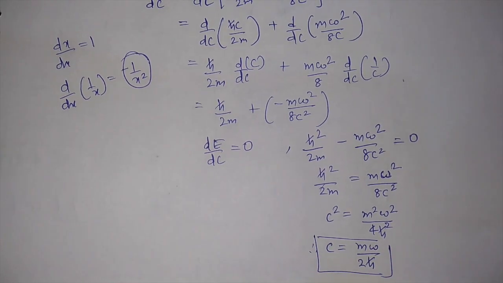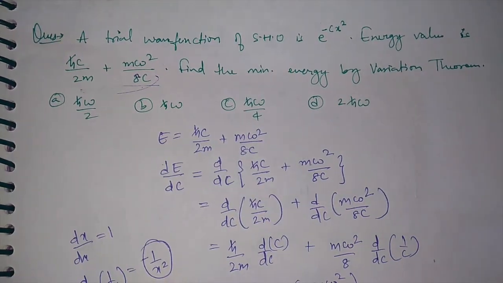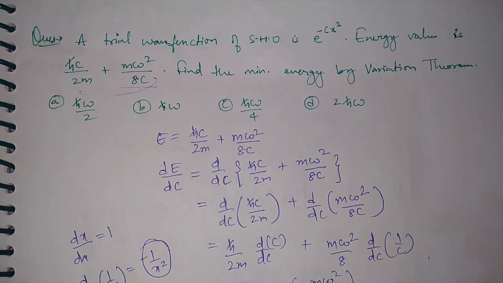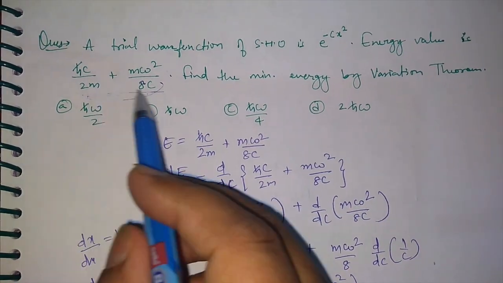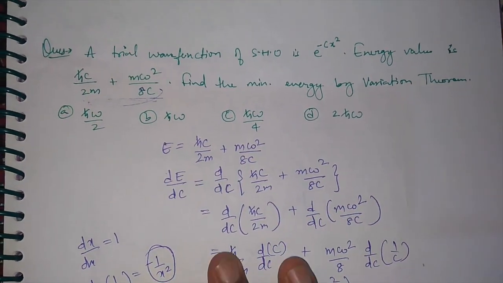Now you have to find the minimum value of energy, that's what they were asking. So you have to put the value of c in the energy expression that was given to you. I'll just put it over here. So we were having energy E equals what?